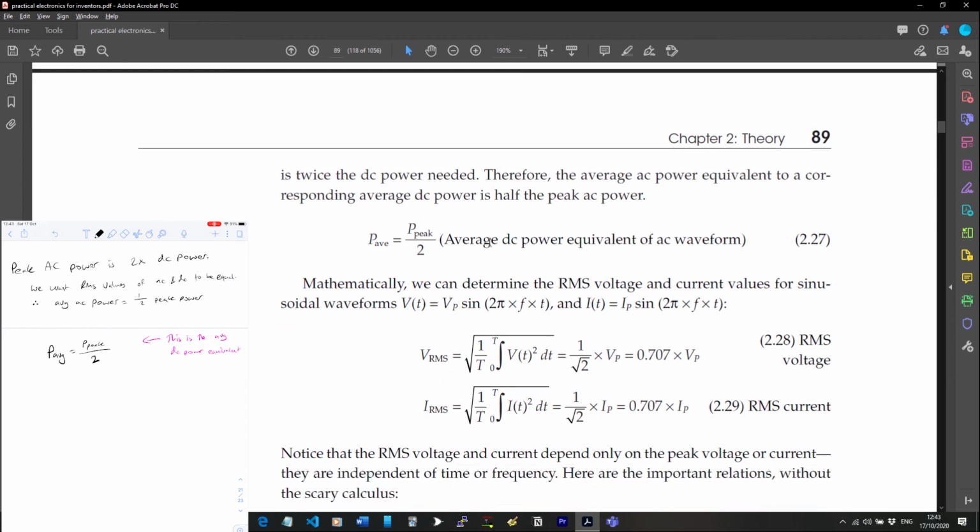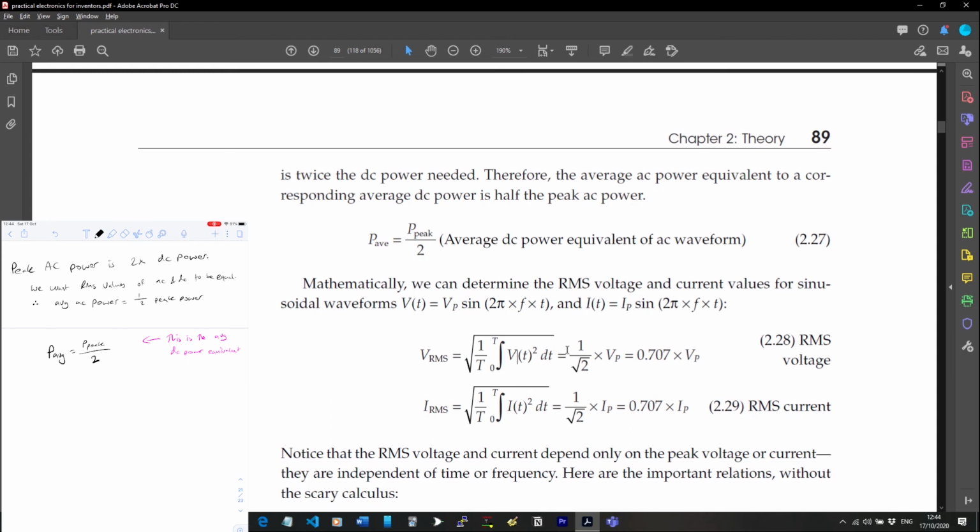Okay, mathematically, we can determine the RMS voltage and current values for sine waves. So that's our voltage expression. That's our current expression, basically just replacing V's with I's. Oh man, crap. I don't know how to do this. Are these functions or are these summations? I don't know how to do these. I tried to learn last year and I didn't get anywhere.